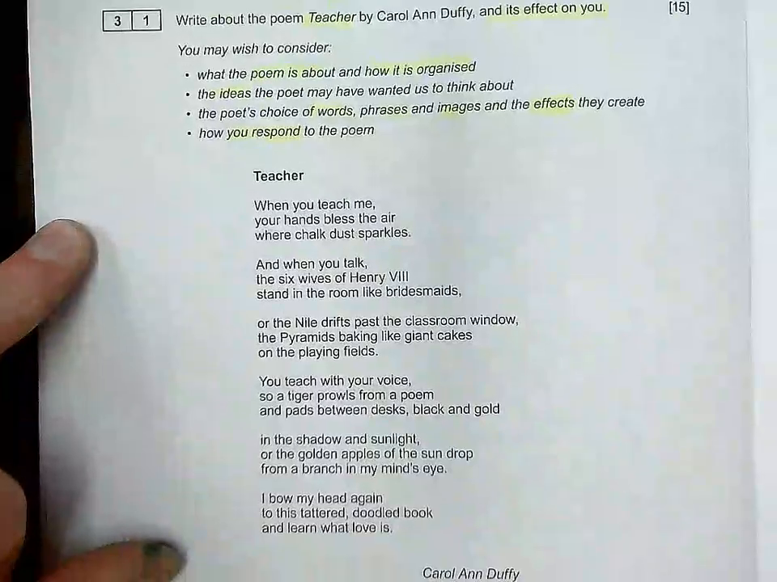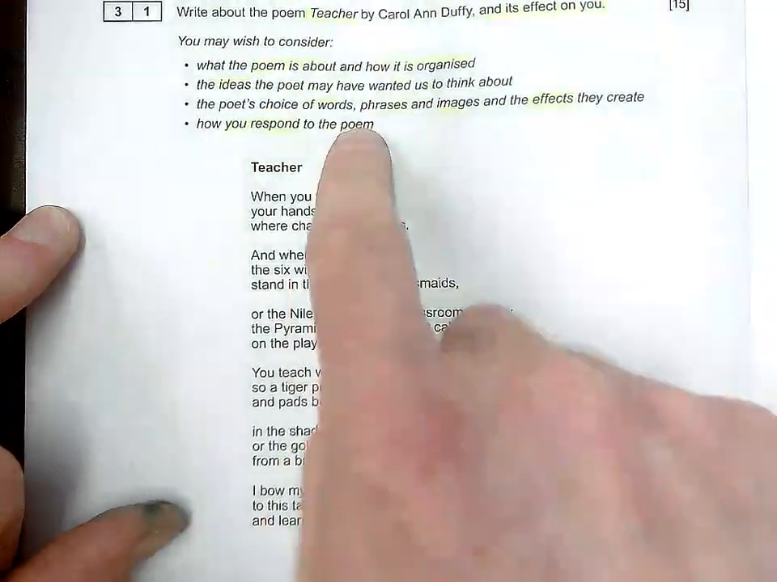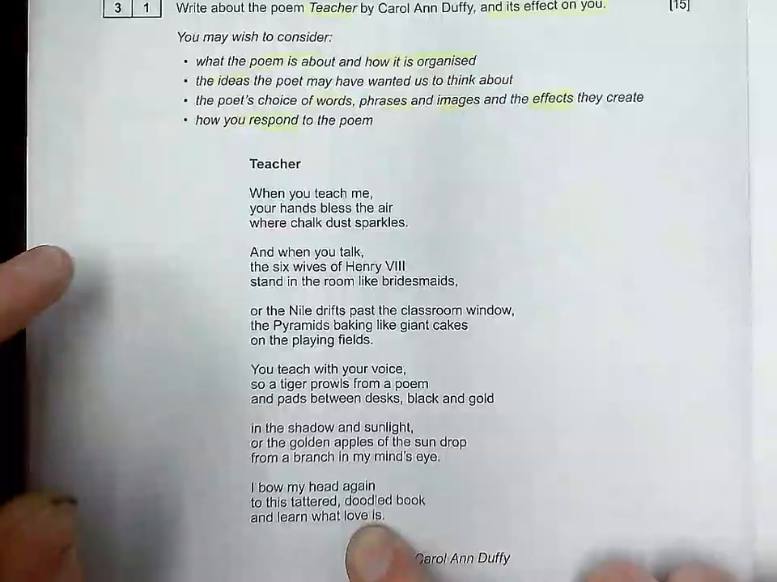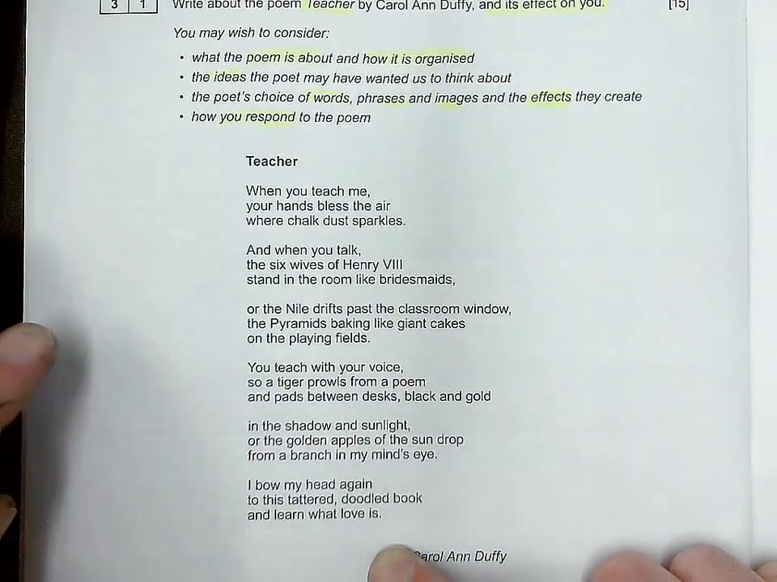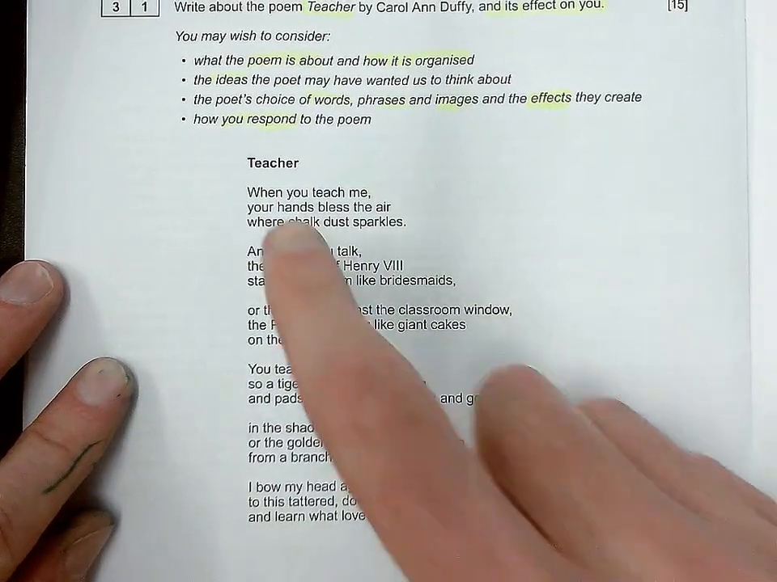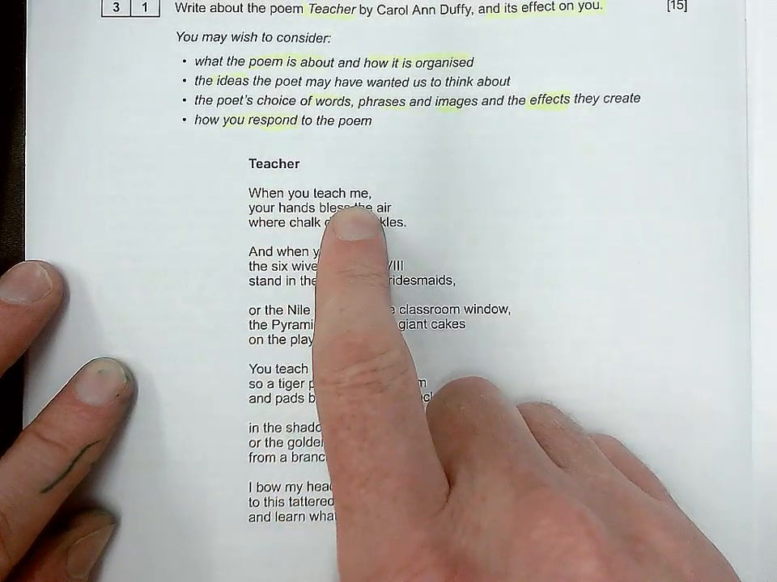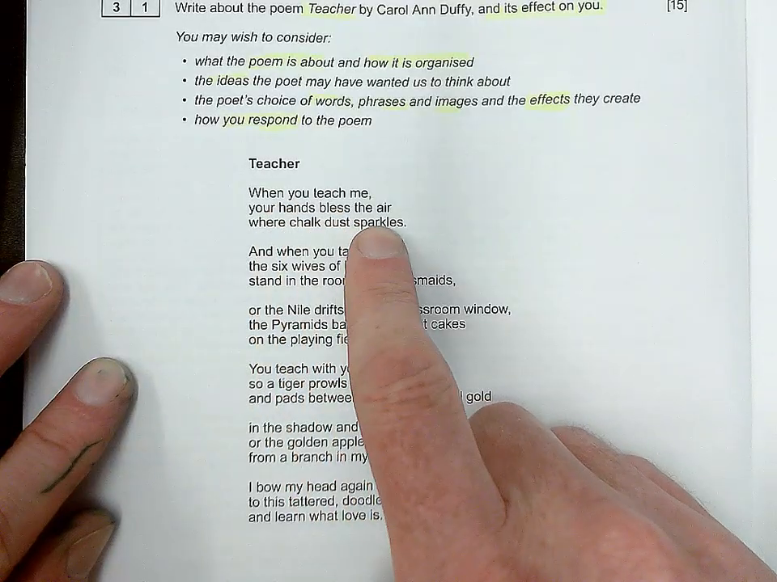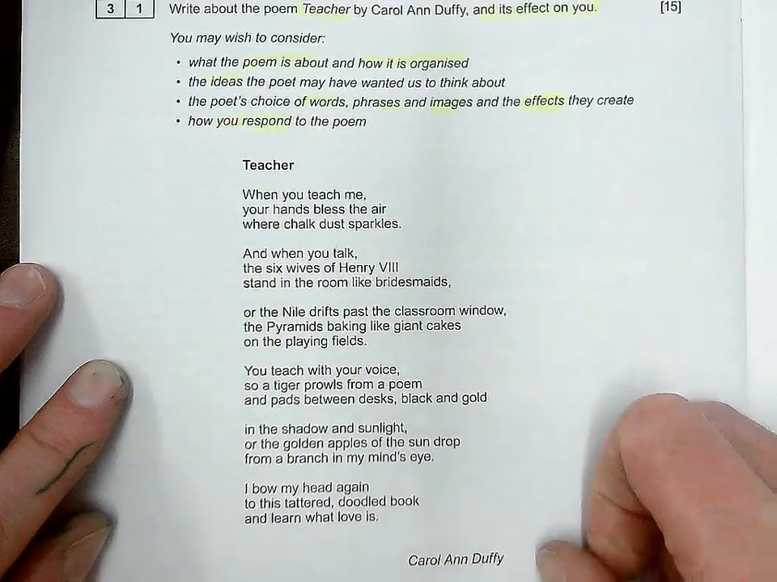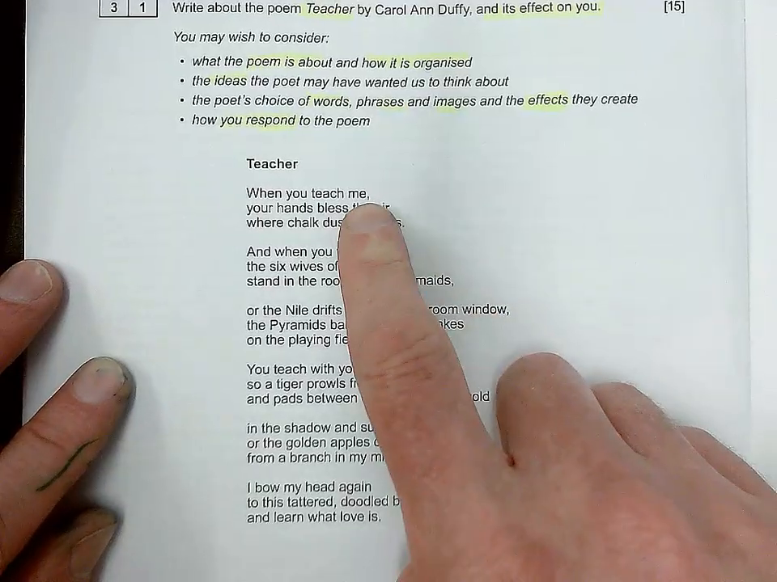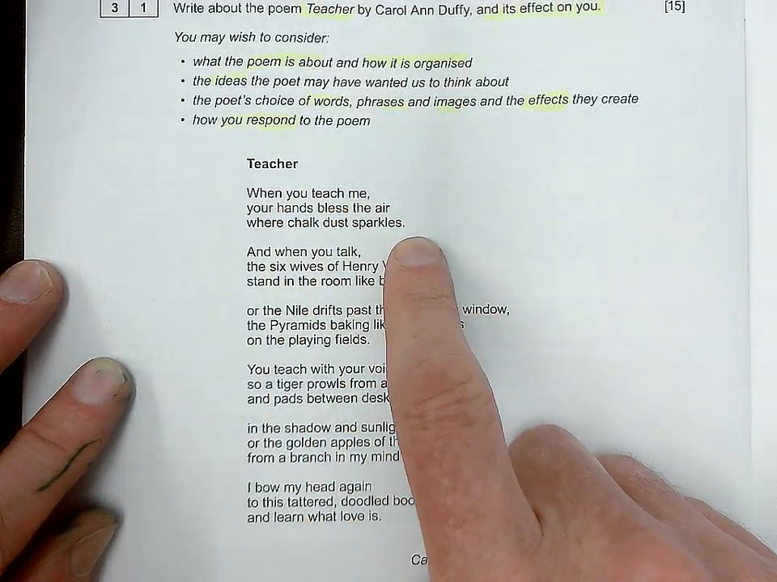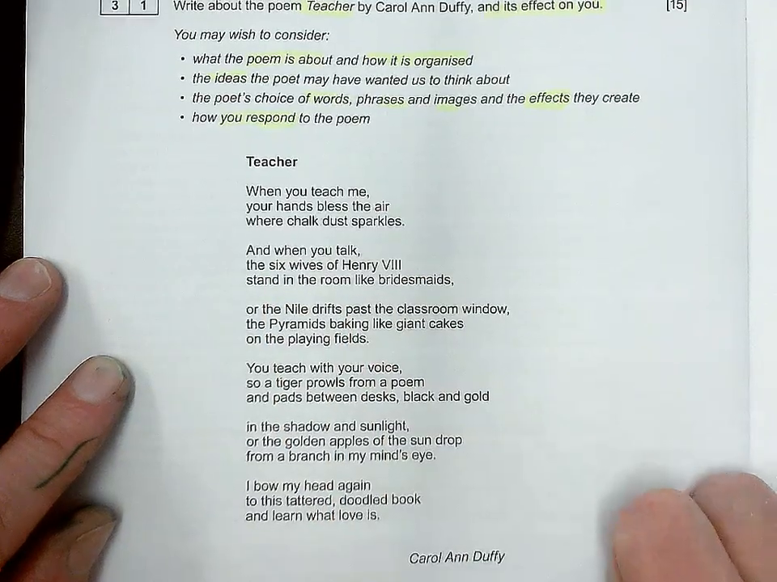The first and most important task, once you've underlined the keywords, is to read the poem carefully, and I would suggest reading it twice. Instead of reading it line by line, "when you teach me, your hands bless the air," try and read it almost like it's not a poem. Just when you get to a full stop, pause. Read it sentence by sentence.